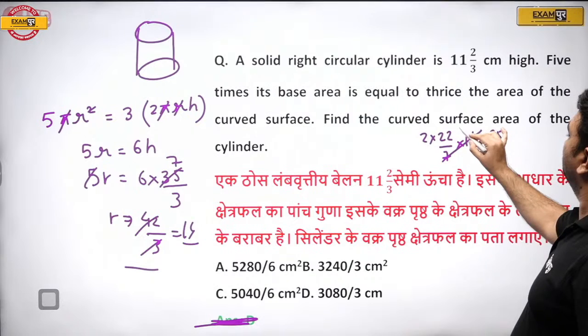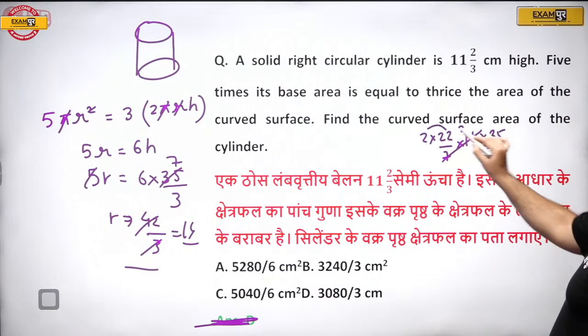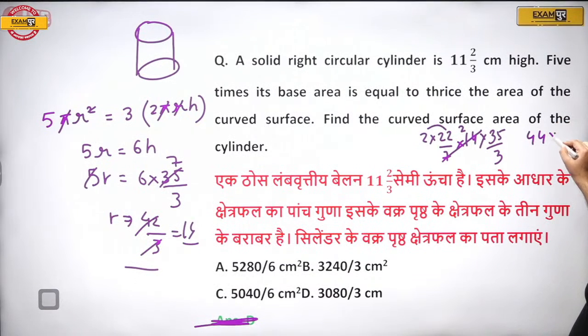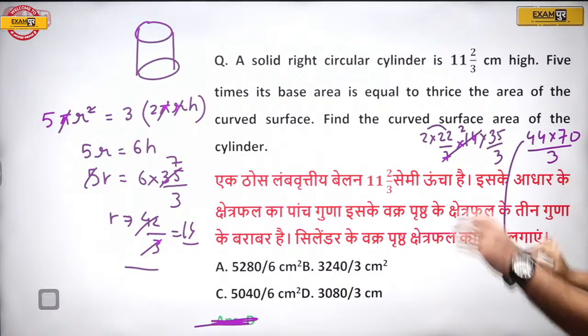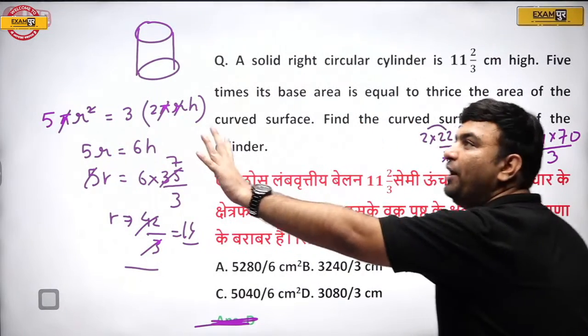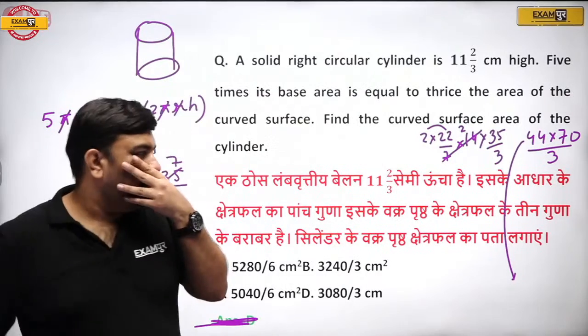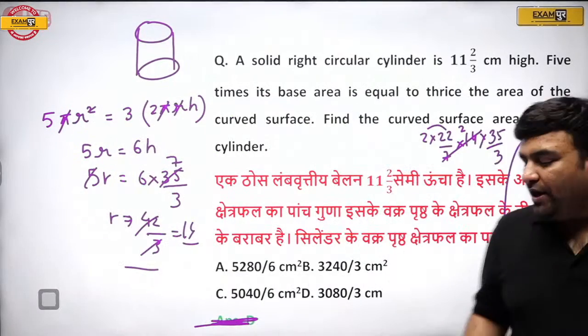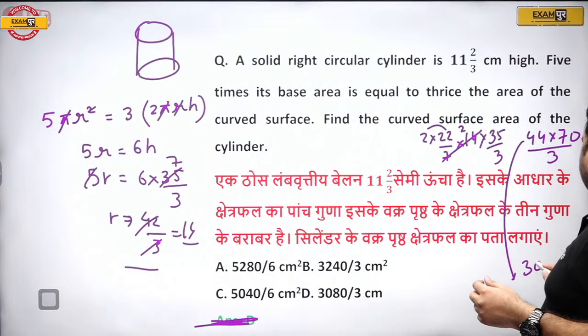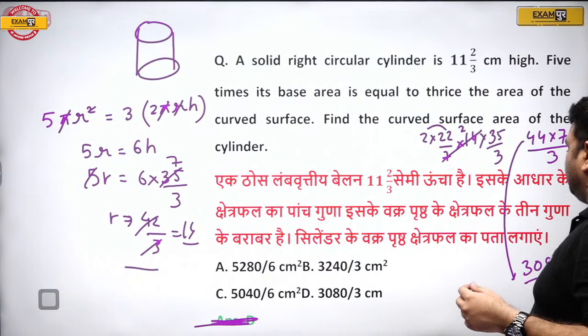It's 44 into 70 divided by 3. 7 fours are 28, so 2800 plus 280 is 3080. 3080 divided by 3. Answer.